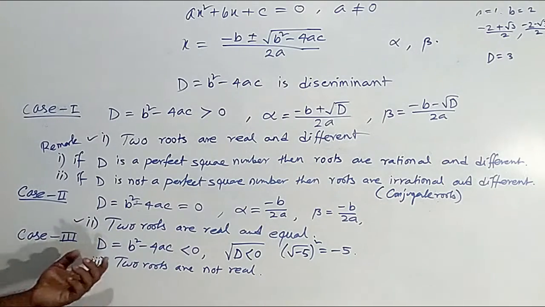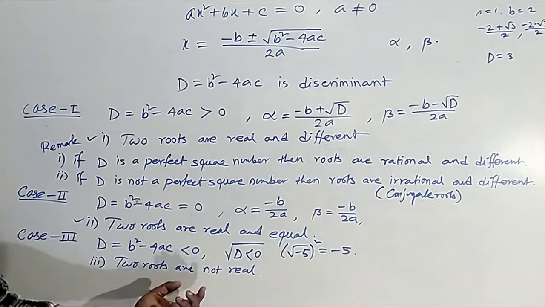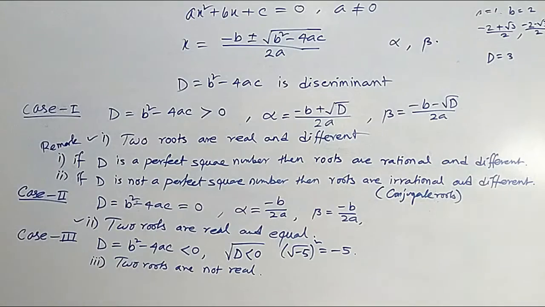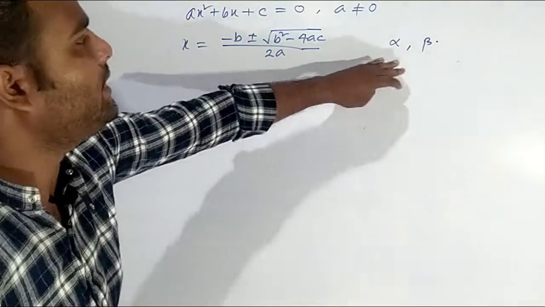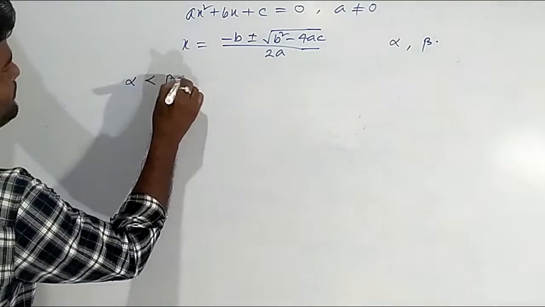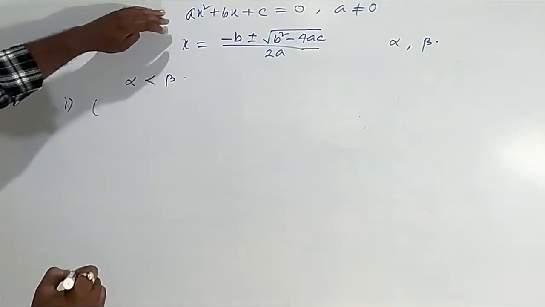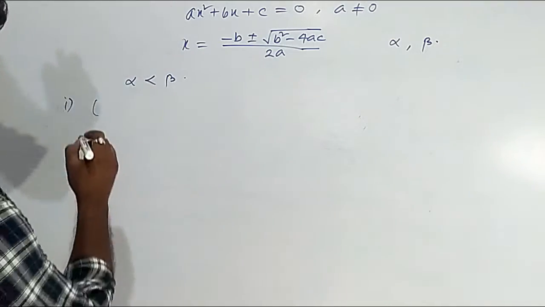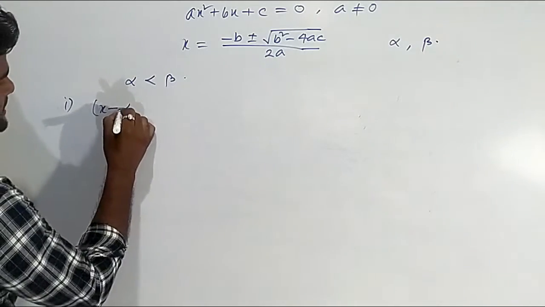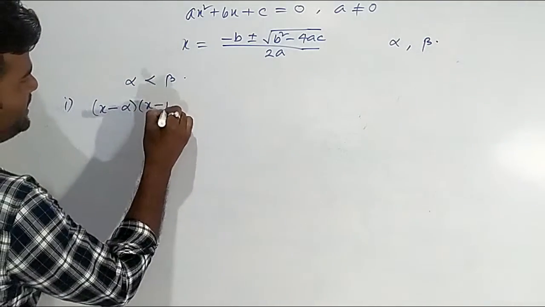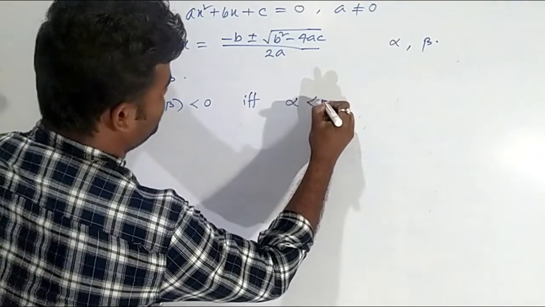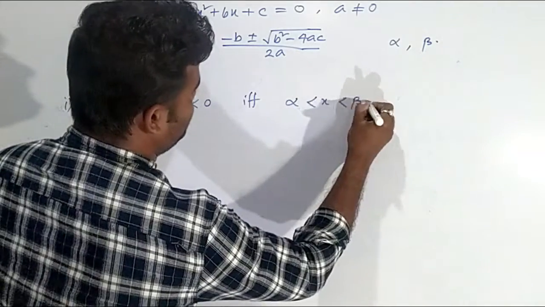And case 3, if the discriminant is less than 0, then the two roots are not real. Now look, alpha and beta are the two roots of this quadratic equation and alpha is less than beta. Since alpha and beta are the two roots, we can express this equation as a product of two factors. Number 1, x minus alpha into x minus beta is less than 0 if and only if alpha is less than x is less than beta.